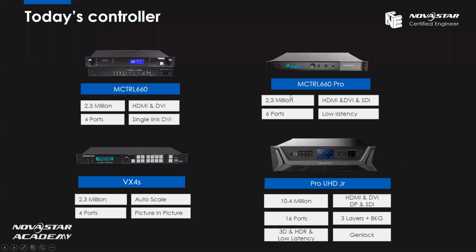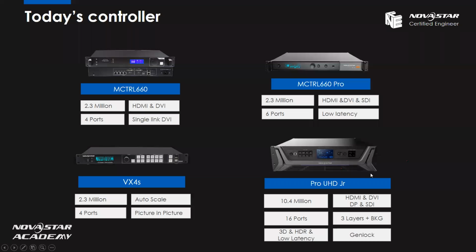So actually, these 2 controllers are the old controllers, and in the meantime, we have new controllers like the MCTRL 660 Pro. They have the same loading capacity of 2.3 million pixels, but there are 6 ports. So 6 more ports means probably we can have more choices to do the redundancy in one single unit. And it also supports low latency, HDMI, DVI, and SDI.